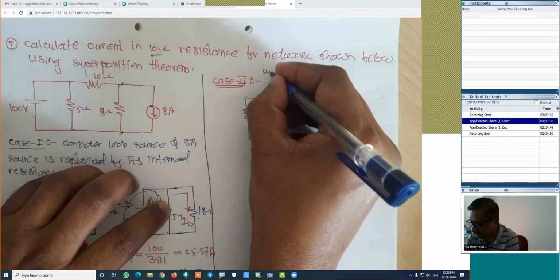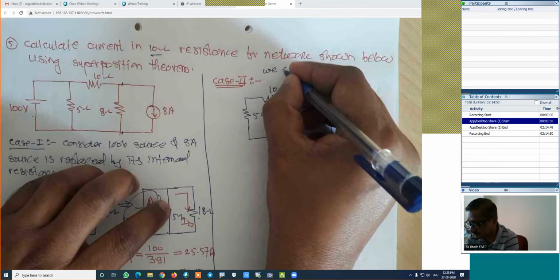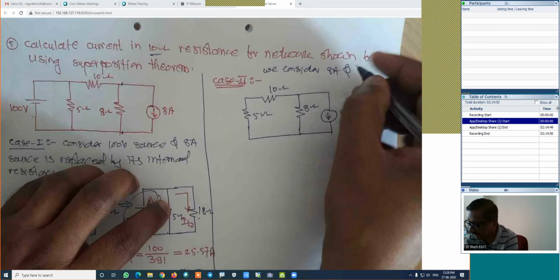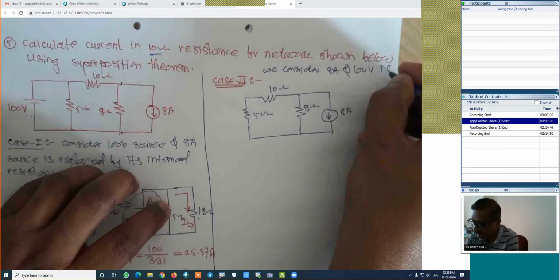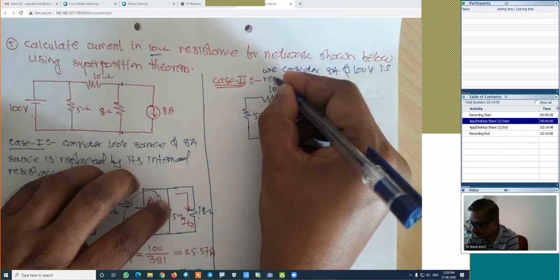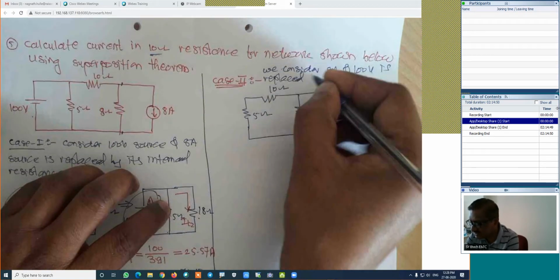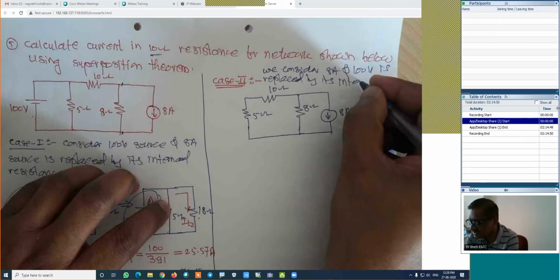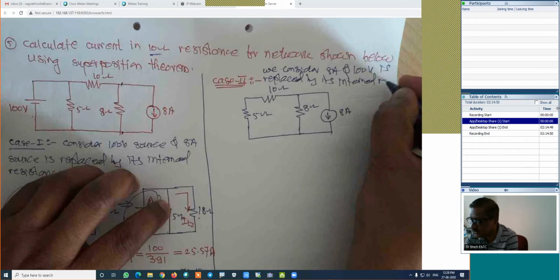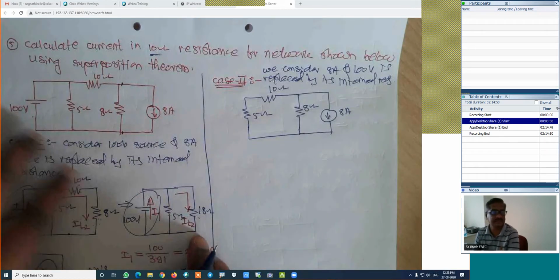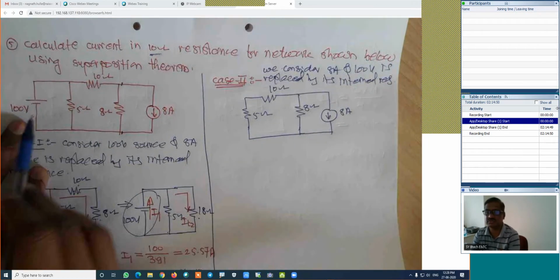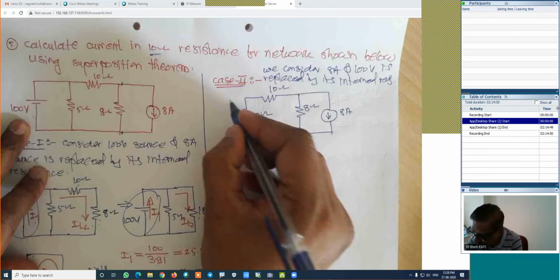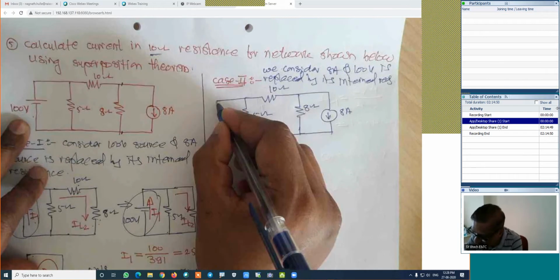We are considering the 8 amperes and 100 volt source is replaced by its internal resistance. How much is the internal resistance of the voltage source? How much? 0. That's why it should be replaced by 0 resistance.